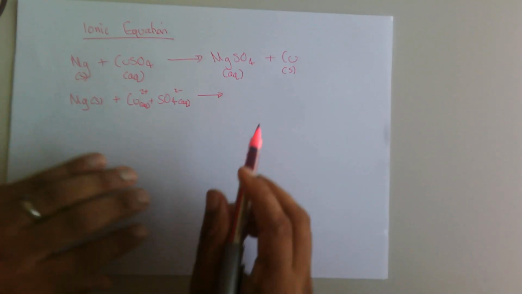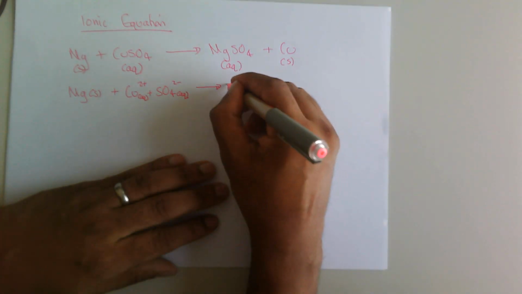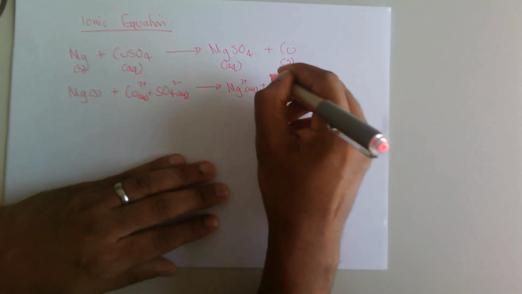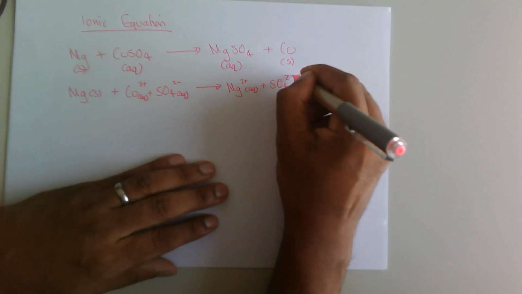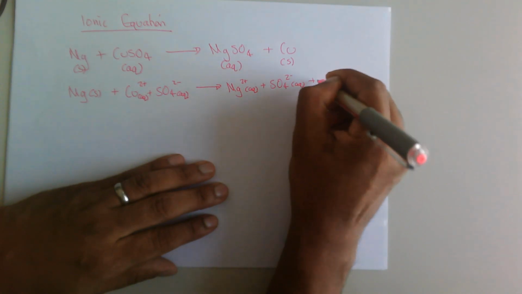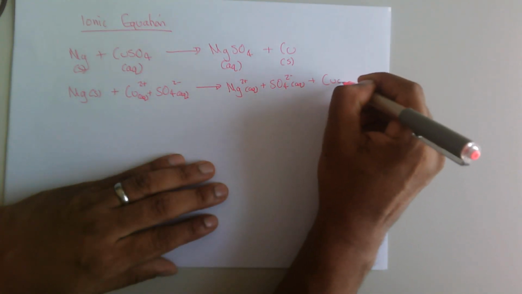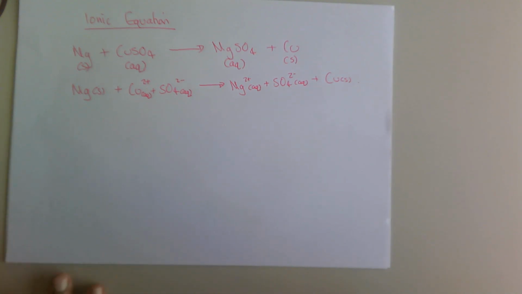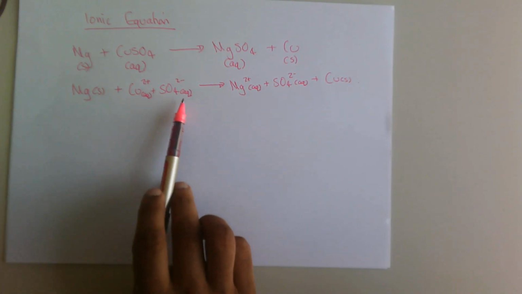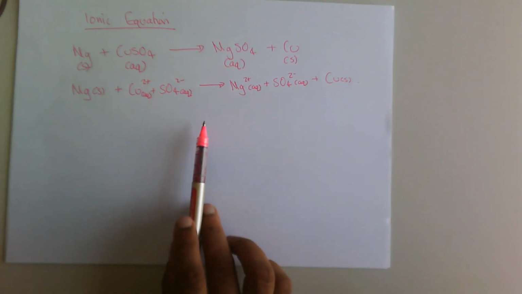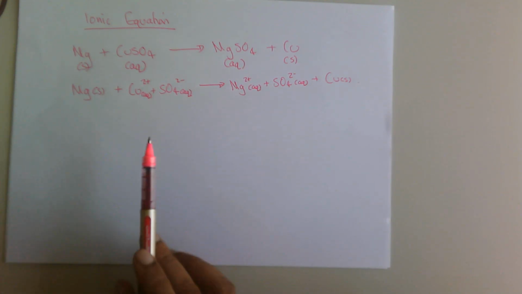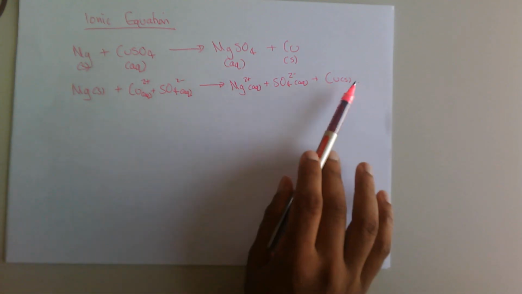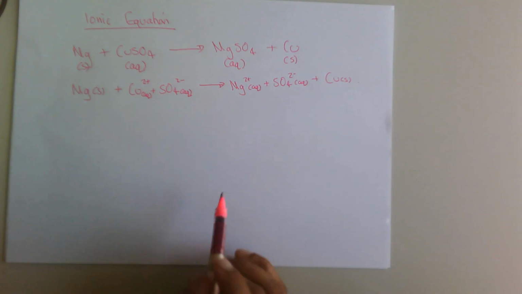And then here you've got magnesium sulfate. So magnesium is going to be Mg2+ aqueous, and sulfate is SO4 2- aqueous. Copper is a solid, so that stays as copper solid. So all I've done is take wherever there is an aqueous solution and split them up into their individual ions, and then left everything else as they are. So magnesium and copper, which are solid state, stay as they are.